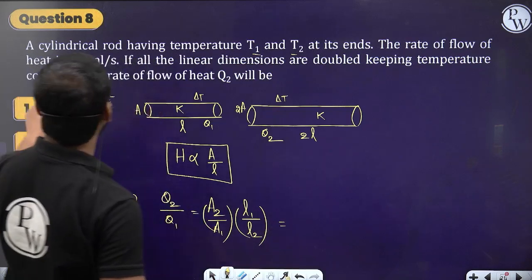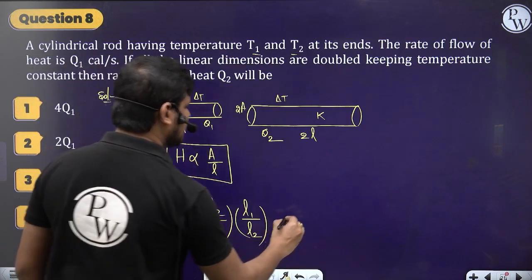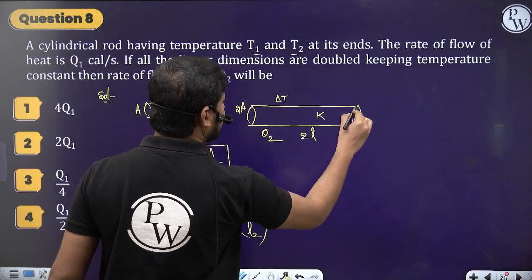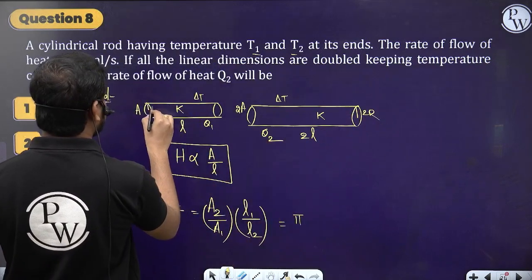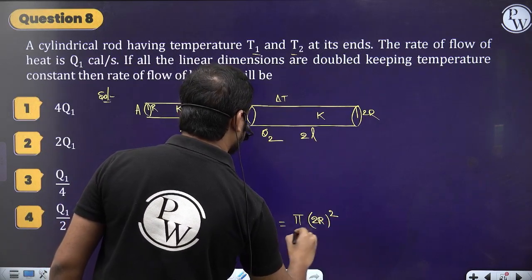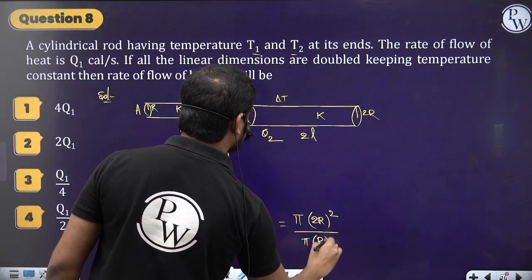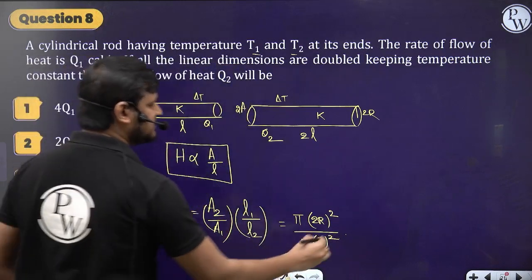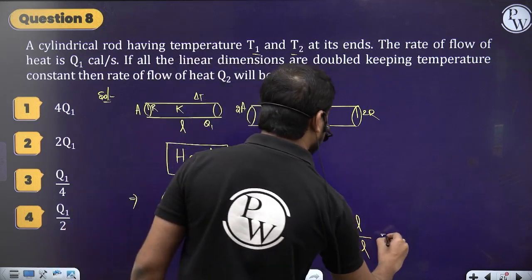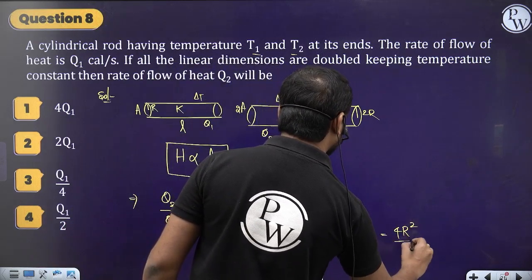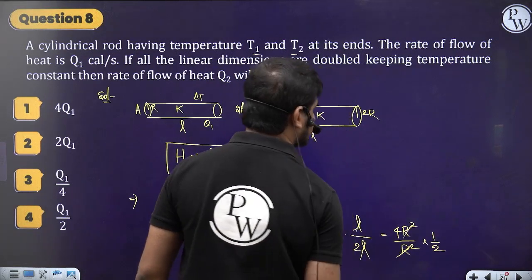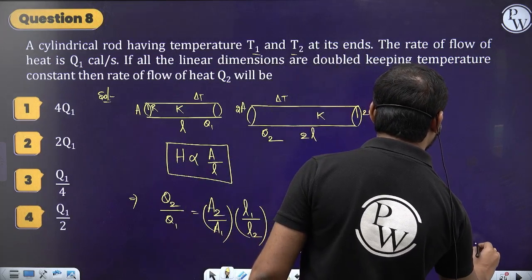A2, in terms of their radii, shall we write? Pi, the first one has radius R, and the second radius will become 2R. So pi into 2R whole square by pi into R whole square, and their length L1 is L and L2 will become 2L. Pi gets cancelled, so I can write 4R square by R square. L cancels, so this is 1 by 2. R square gets cancelled, so then 2 is to 1.